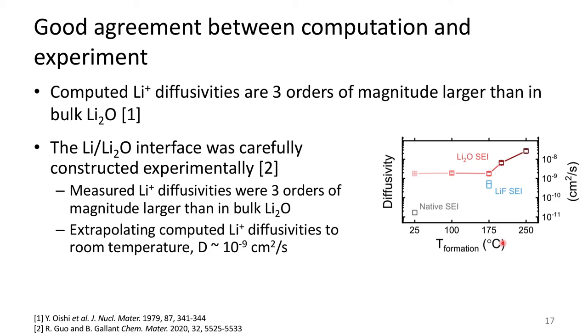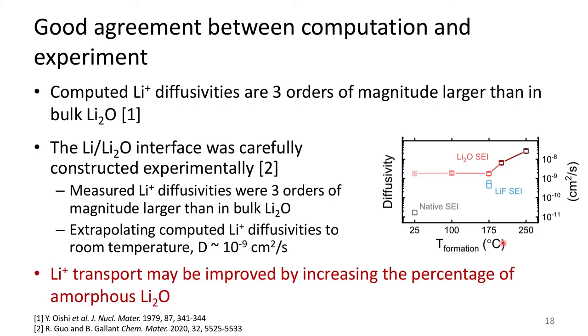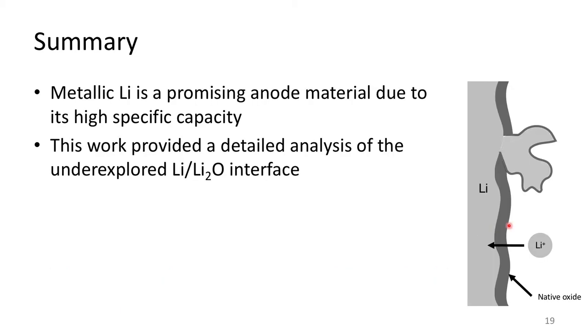But what does this all mean? Well, this suggests that we can likely improve the transport of lithium ions by increasing the percentage of amorphous Li2O in the SEI. So to conclude, metallic lithium is a promising anode material due to its high specific capacity. And in this work, I showed one of the first detailed analyses of the interface between lithium metal and its native oxide. I explained that there are 2 key properties of the SEI governing the performance of lithium metal batteries.